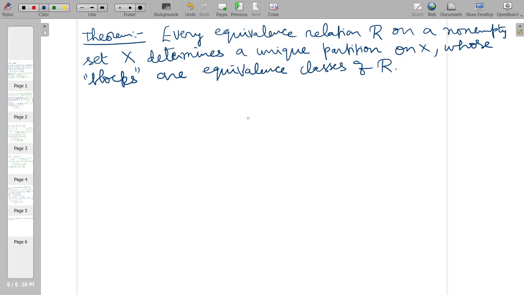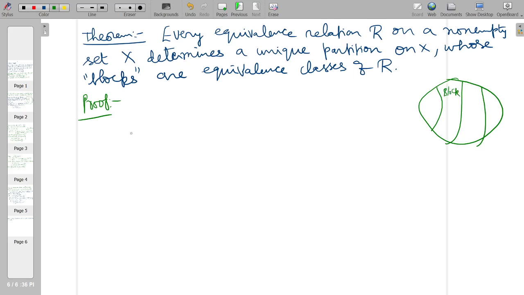Okay, so in this case, what is the proof technique? Because I have proved the major part here, and you need not be worried. This will be a block. A subset in the partition will be called a block. So now how do you prove this? Proof here.